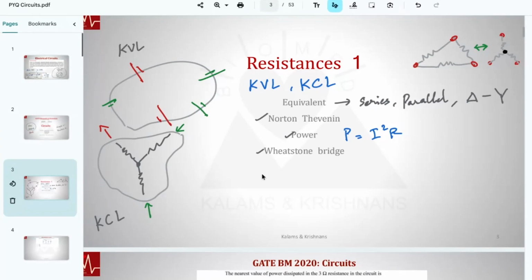In addition to that, you also want to know division laws. You have basically two divisions. One is voltage division, and then you also have current division. Typically, there is a question from this list that I have shown here.